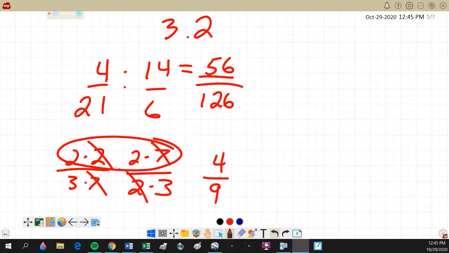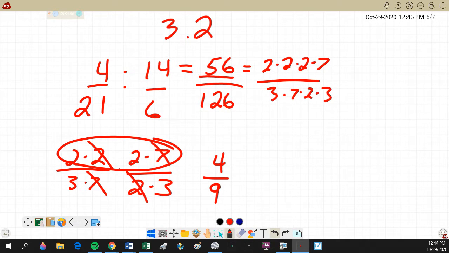So instead of multiplying and then simplifying, why don't I just simplify? So this turns into 2 times 2 times 2 times 7 over 3 times 7 times 2 times 3. And then I end up simplifying. But that's more work than I need to do. Why don't I just factor and simplify and save the multiplication step? Does that make sense? So, good question.